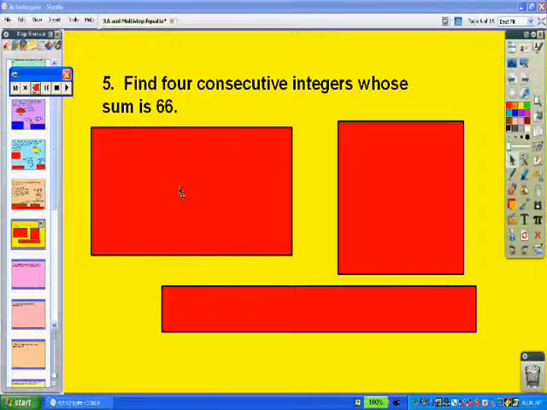Okay, next problem. Find the 4 consecutive integers whose sum is 66. Go ahead, pause.